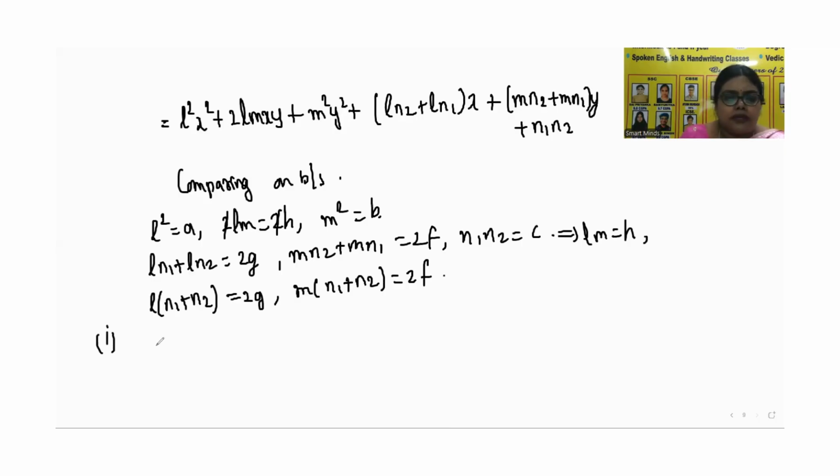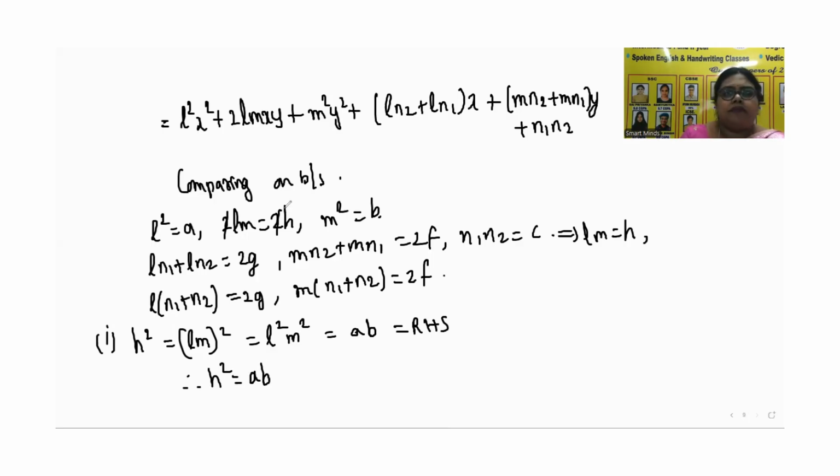Now the first bit. First bit, they are asking us to prove that H square is equal to AB. So let us take H square first. H is LM, right? So LM whole square, that is L square M square. But L square is A and M square is B. That is equal to RHS. Therefore, H square is equal to AB.